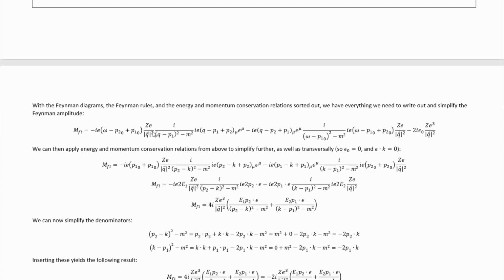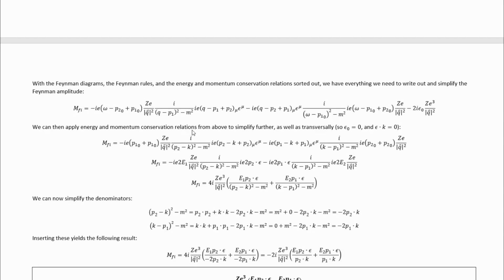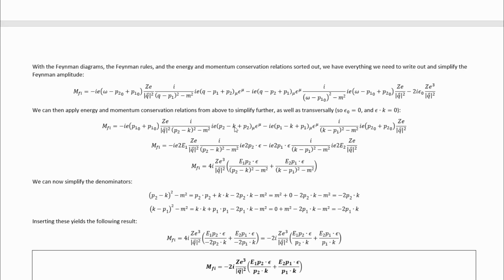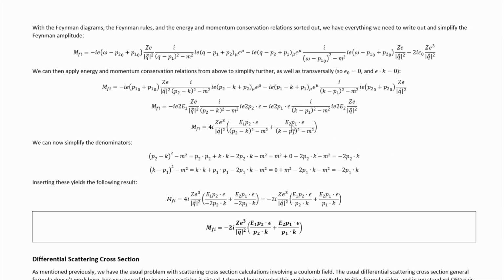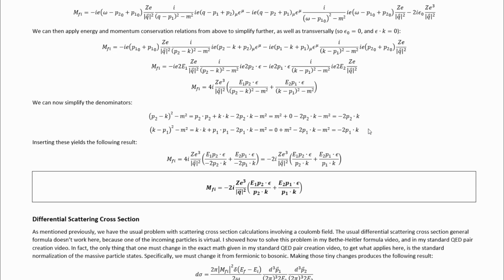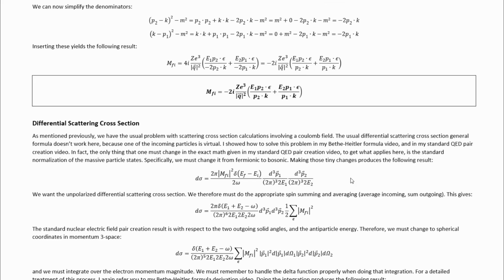Directly using the Feynman rules yields this Feynman amplitude. We can then start simplifying with energy and momentum conservation and transversality. Transversality gets rid of this term and also k's that show up here after we apply momentum and energy conservation. We can also combine like terms and rearrange things a little bit, and we get down to here. We can then simplify the denominators quite easily, which gets us to these. Inserting that gives us a very simplified answer. This is way smaller than what we started with, which is definitely convenient.